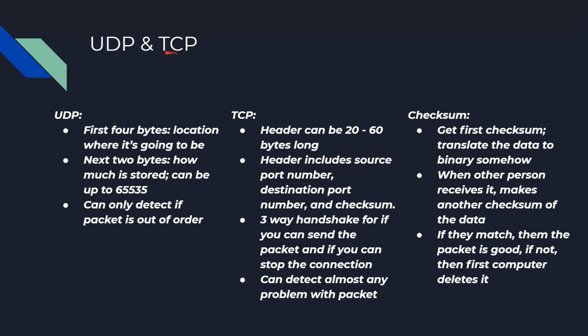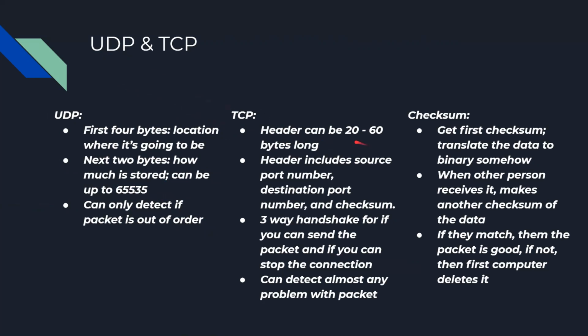So there are two types of internet sending, like checkers, I guess. The first type is UDP. The first 4 bytes is the location and where it's going to be, kind of like the IP header. And the second one is how much is stored, which is 16 bits, which means that the maximum number is 65,535. It can only detect if the packet is added or nothing else. That's why it's called the unreliable data packet.